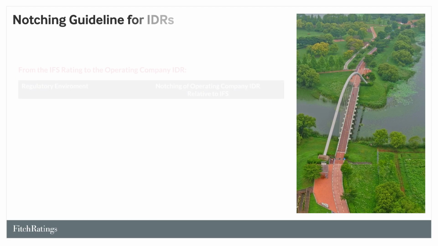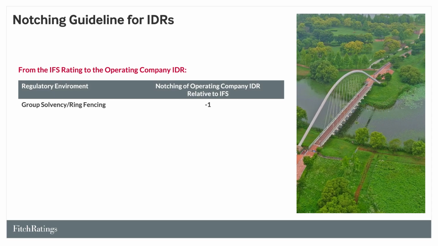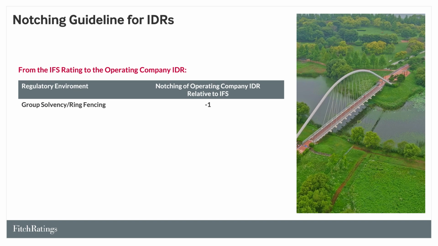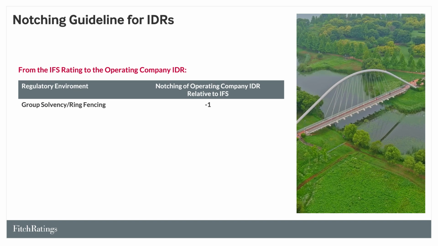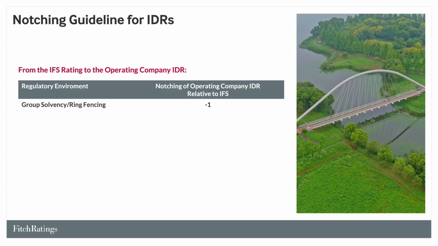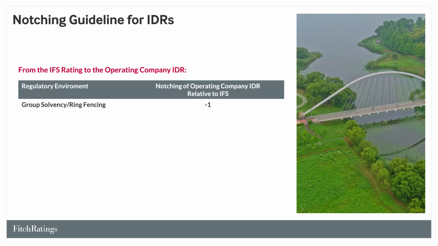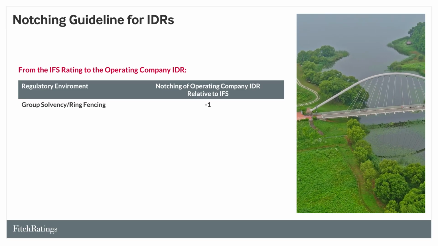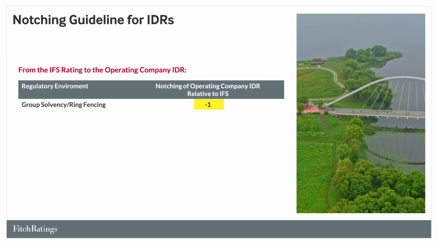The IDR of an operating company is notched from the IFS rating based on the assumed recovery for policyholder and reinsurance obligations embedded in the IFS rating. When regulation is classified as either group solvency or ring fencing, Fitch assumes an IFS rating recovery of good, and the IDR of an operating entity is one notch below the IFS.